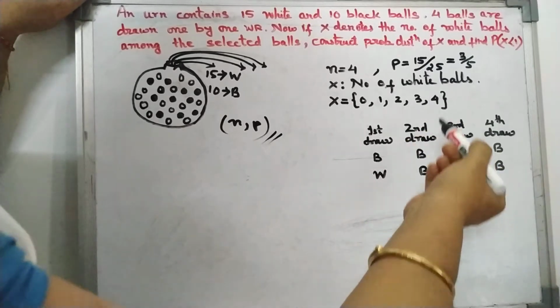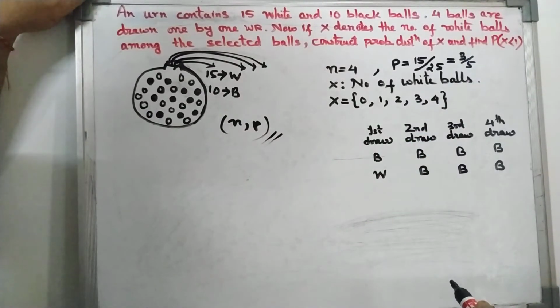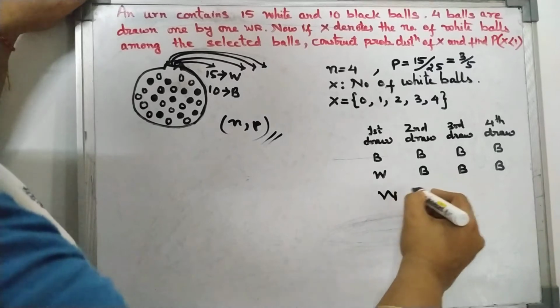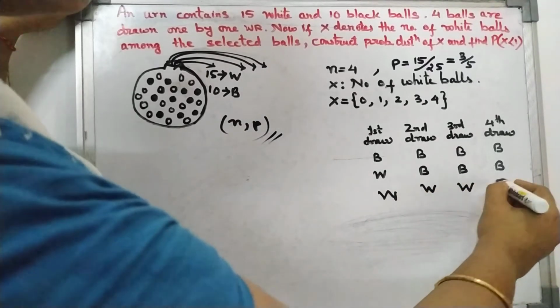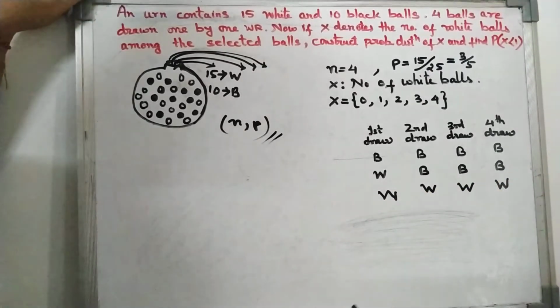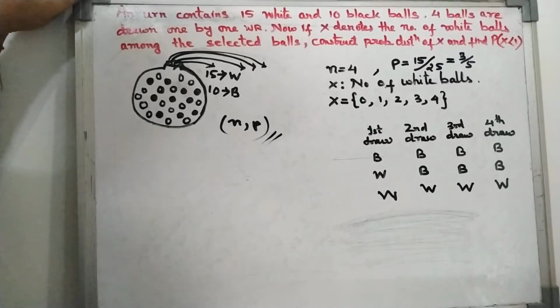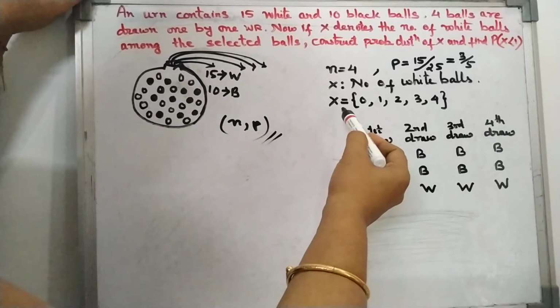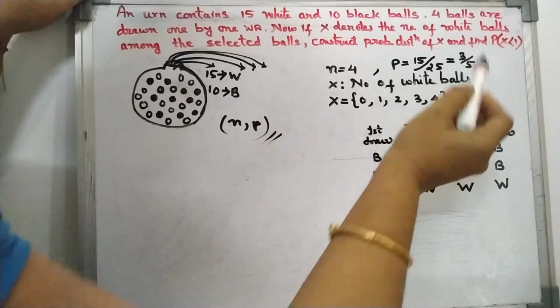Then 3 white and the last one is 4 white. 4 white means all cases are white. White, white, white, white means in each draw we get a white ball. So x takes the values 0, 1, 2, 3, 4.